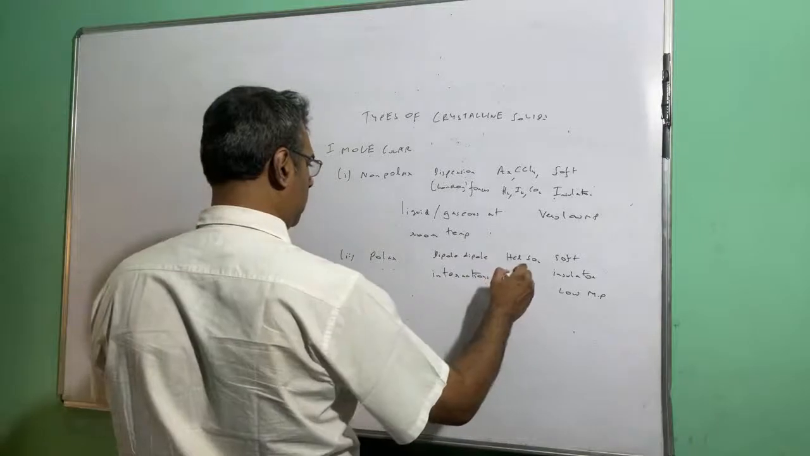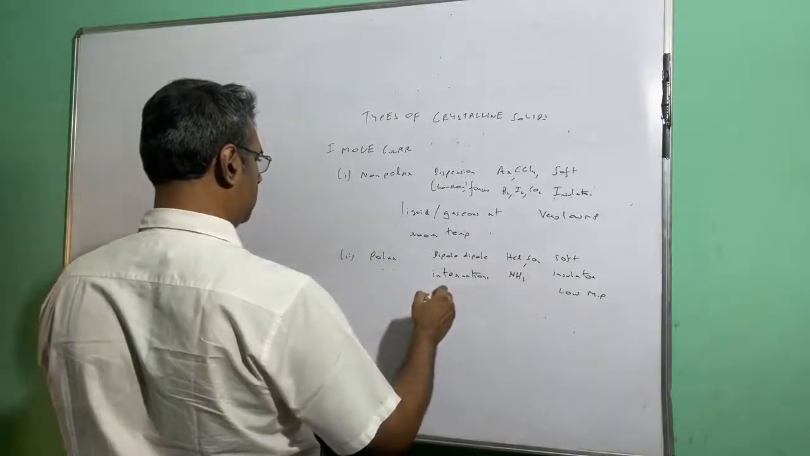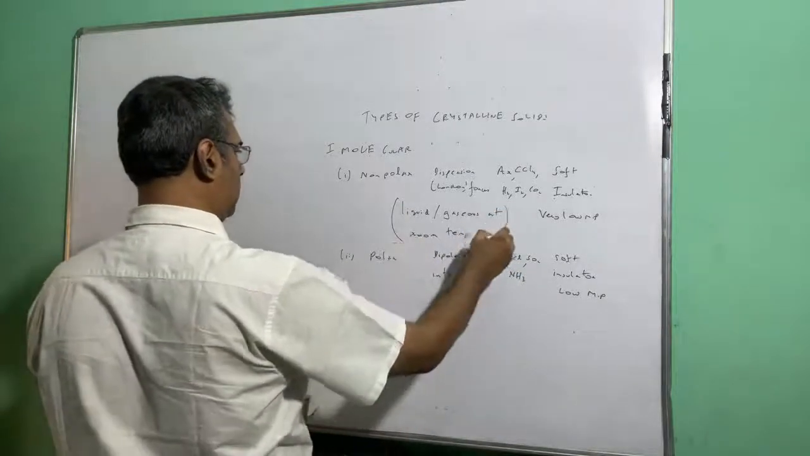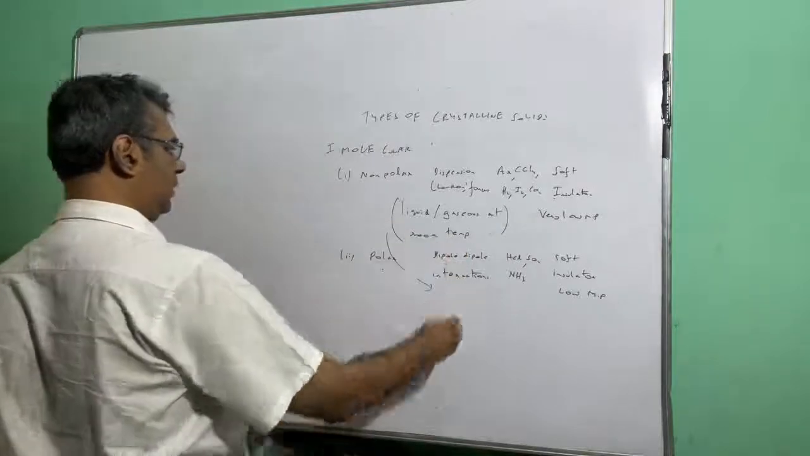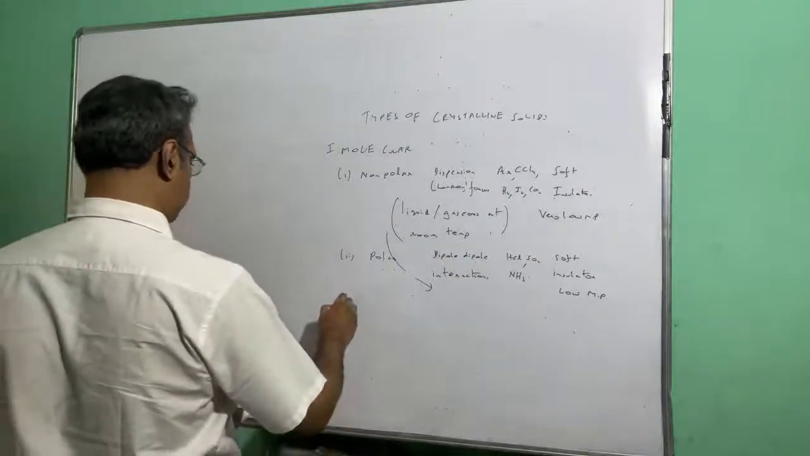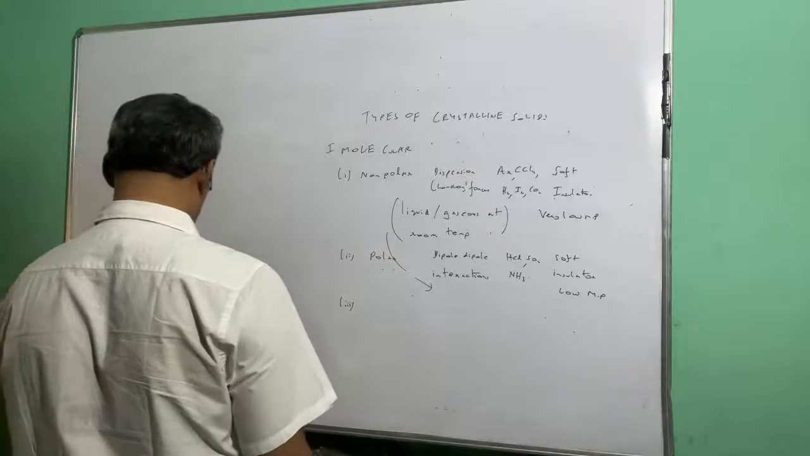Actually, here you can add another example, solid ammonia. Otherwise, they are also mostly liquid or gaseous at room temperature. So that is number 2.